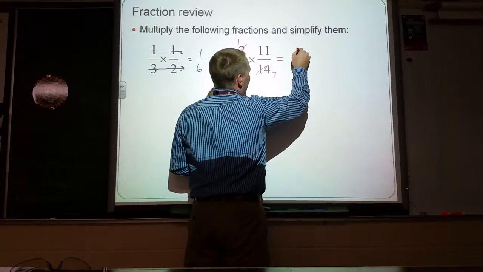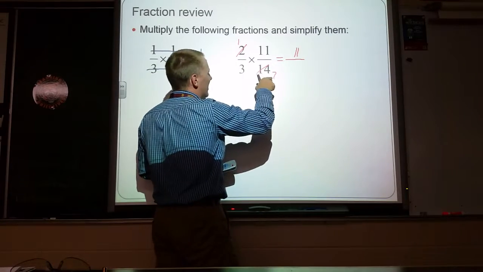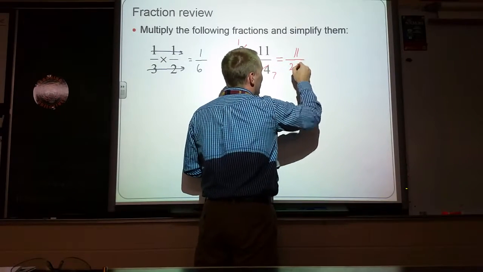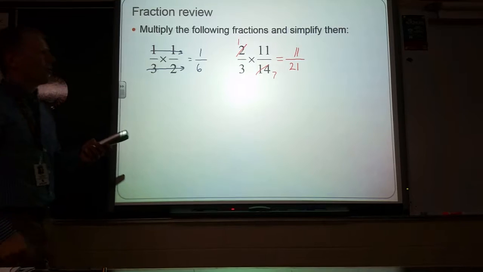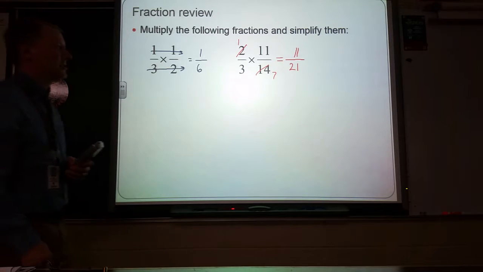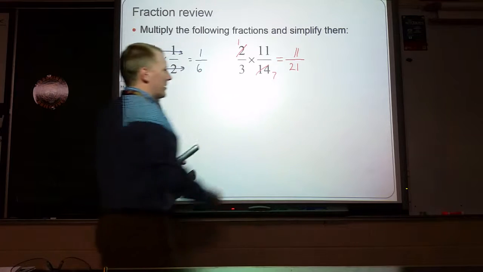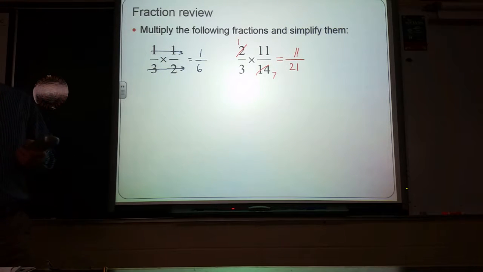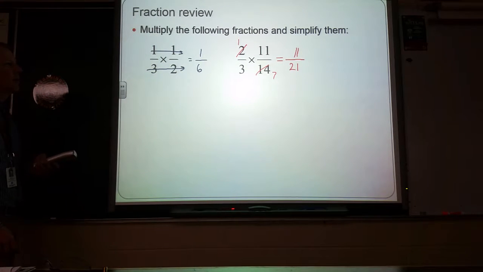1 times 11, 3 times 7 is 21. And we're practicing fractions here, but of course, anytime you answer something in this class, you'd have to divide those numbers out and get a decimal. So you divide 11 by 21, and that would be a little over 1/2, 0.5 something.